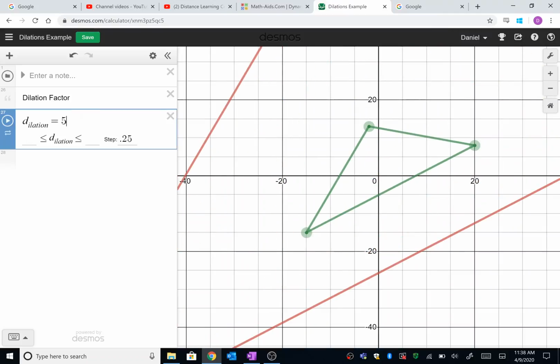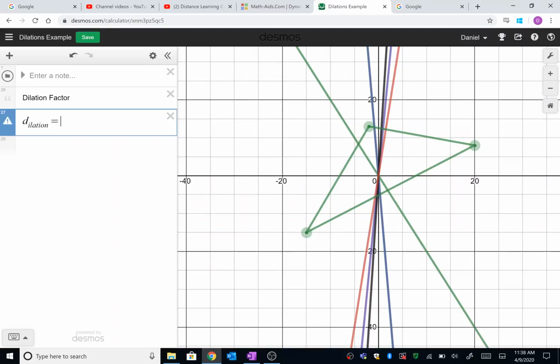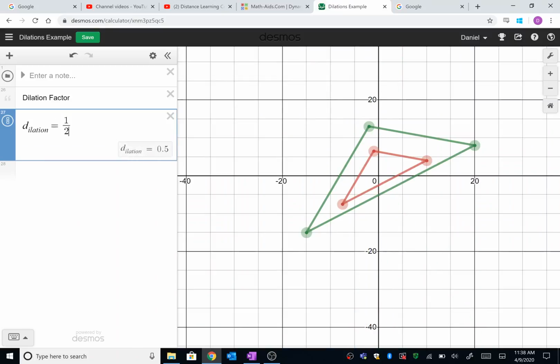I'm going to make my green triangle just a little bit bigger. We can also have dilation factors that are less than 1, something like 1/2. A dilation of 1/2 does the same thing, except now instead of multiplying by 2 or by 5, we're multiplying by a half, or 0.5. So half of -2 gives me -1, and half of 13 gives me 6.5.